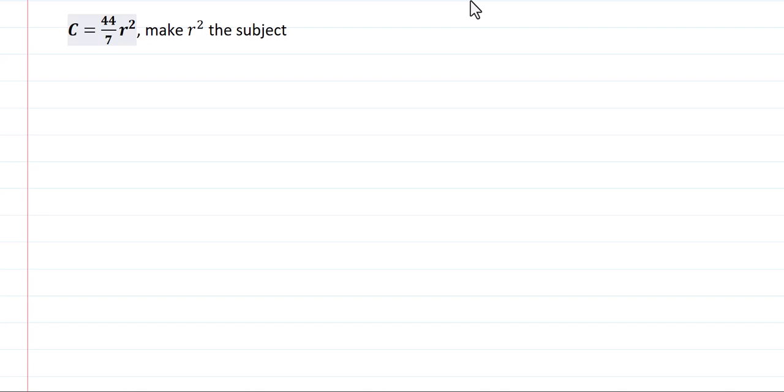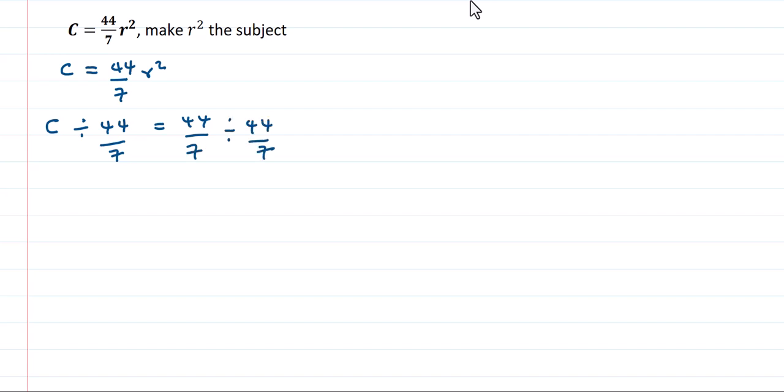So we have, okay, let me write the question down. C is equal to 44 over 7 R squared. And our focus is to solve for R squared, not R. The next step is to divide both sides by 44 over 7. So doing that, we have that C divided by 44 over 7 is equal to 44 over 7 divided by 44 over 7.